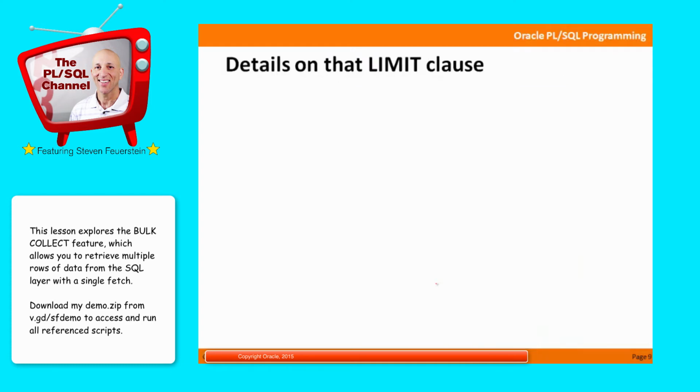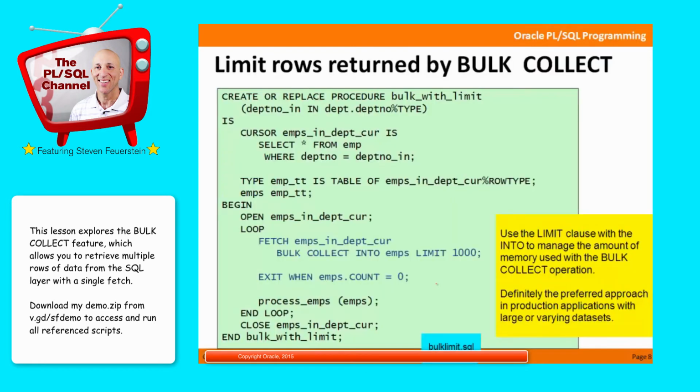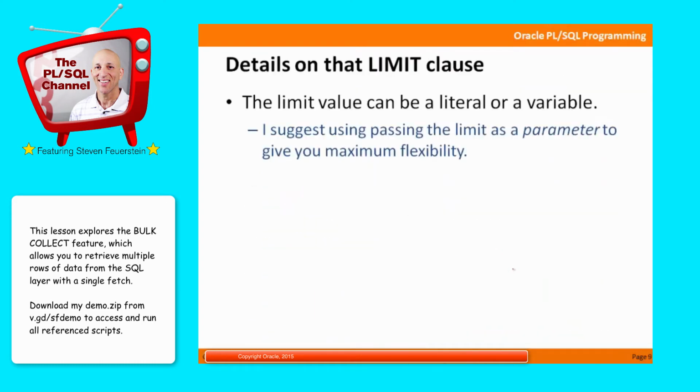Let's take a look at some details on this limit clause. First of all, the limit clause can be a literal or a variable, and in fact I suggest that you not write code that looks like this. This is a hard-coded value. This is saying I always want my limit clause to be 1,000. But maybe over time you need to reduce that number. Maybe over time you can expand the number, make it bigger, and get some better performance out of it. So rather than hard-coding it, make it a constant, or best of all, make it a parameter that you pass into your program, giving you maximum flexibility.